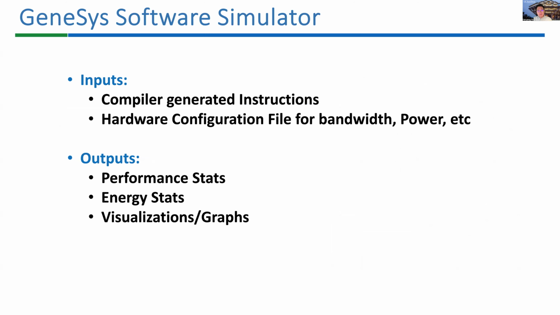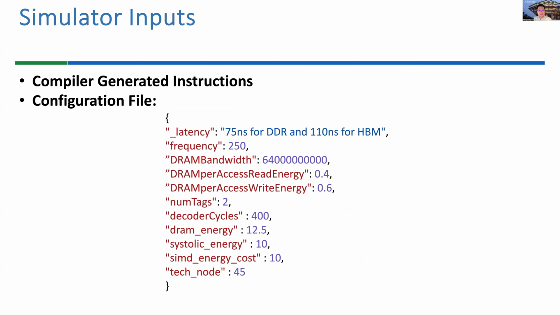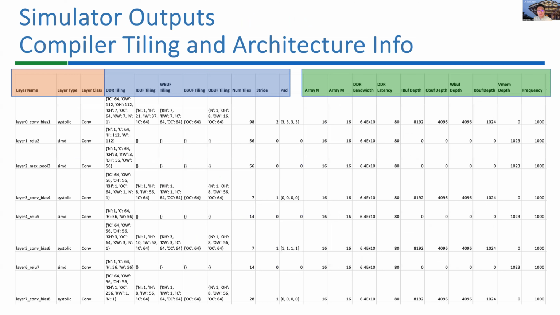The GeneSys software simulator takes in the compiler-generated instructions and a hardware configuration file as input, and outputs the performance and energy statistics in a CSV file or in automatically generated figures. The hardware configuration file includes information such as frequency, memory bandwidth, memory latency, and memory energy.